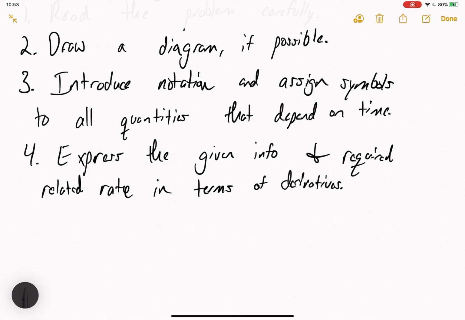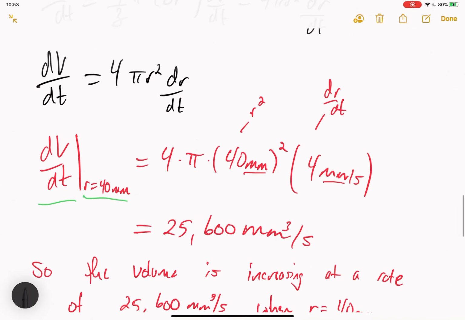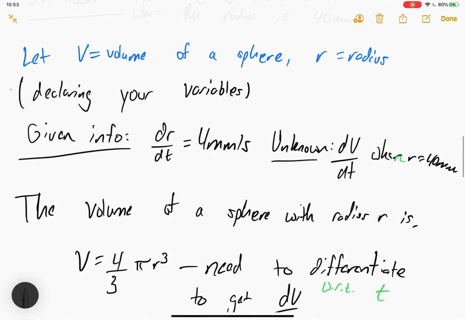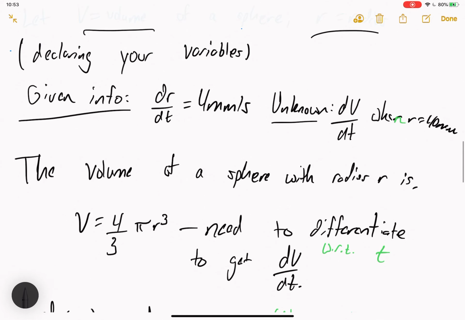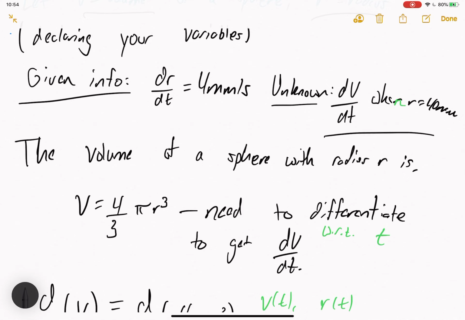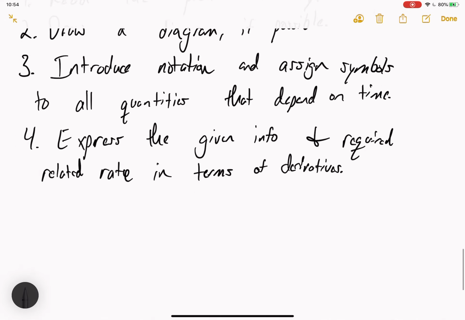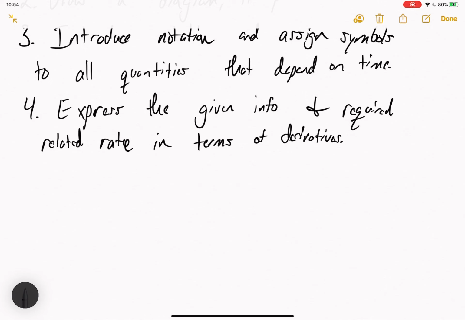All right, so once we express the given information, we want to write it in terms of derivatives. So we said V is equal to the volume, r is equal to the radius. We changed what our given info was. So our info in terms of the new variables was dr/dt is equal to 4 millimeters per second, and then dV/dt whenever r is equal to 40 millimeters per second. So basically this portion just means turning it into math.